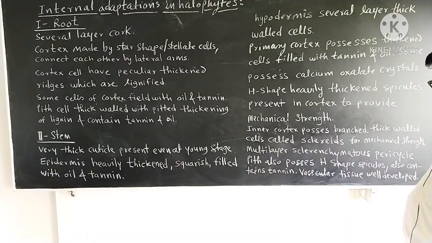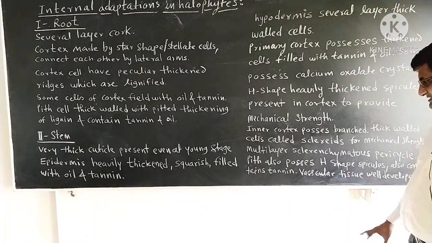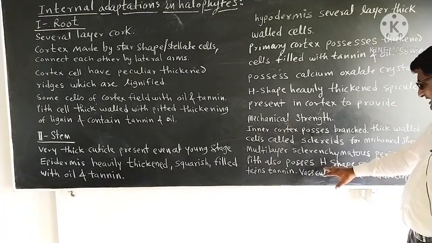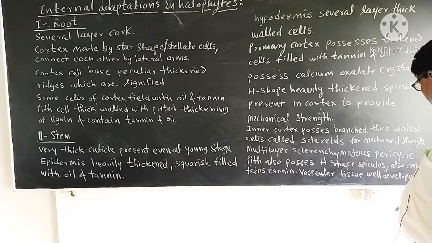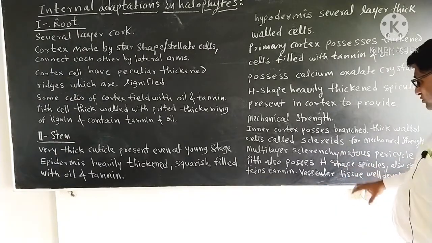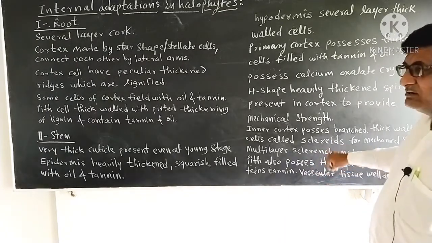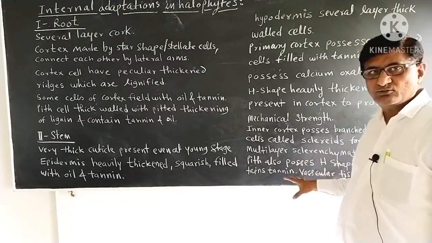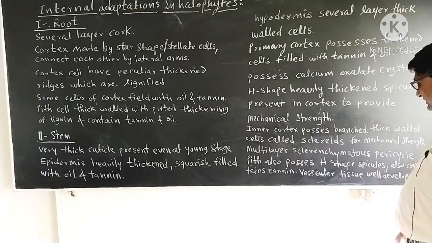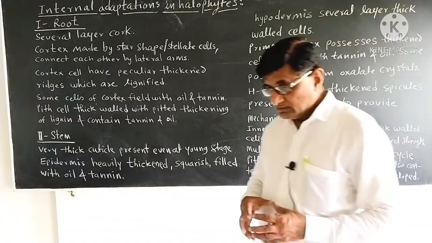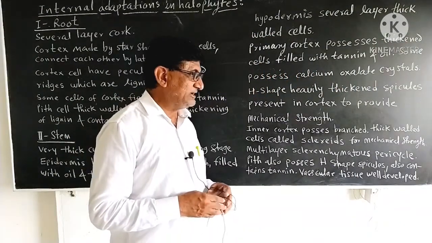In the center, pith is present. That pith is also multicellular, and it also shows the presence of S-shaped spicules. These spicules also contain tannin, and the reason behind the presence of these spicules is nothing but a support to the mechanical strength. In the stem, you will see the vascular tissues are well developed.